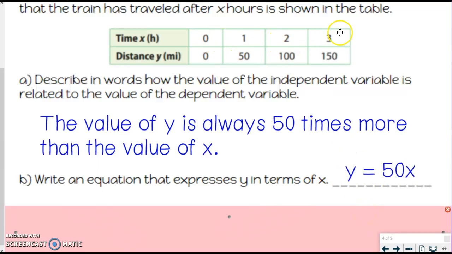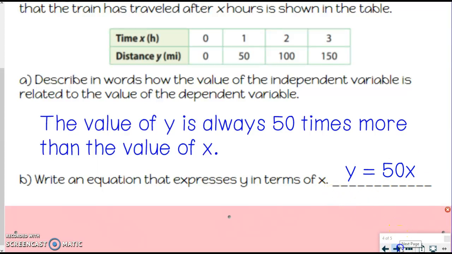So no matter what the hours are, which is x, so I could do 8, for example, if I take that times 50, that will equal my y, which is my distance. For example, 1 times 50 gave us 50. 2 times 50 gave us 100. 3 times 50 gave us 150. So the x, whatever that was, times 50 equals y. So that's the equation we would use for any given situation.